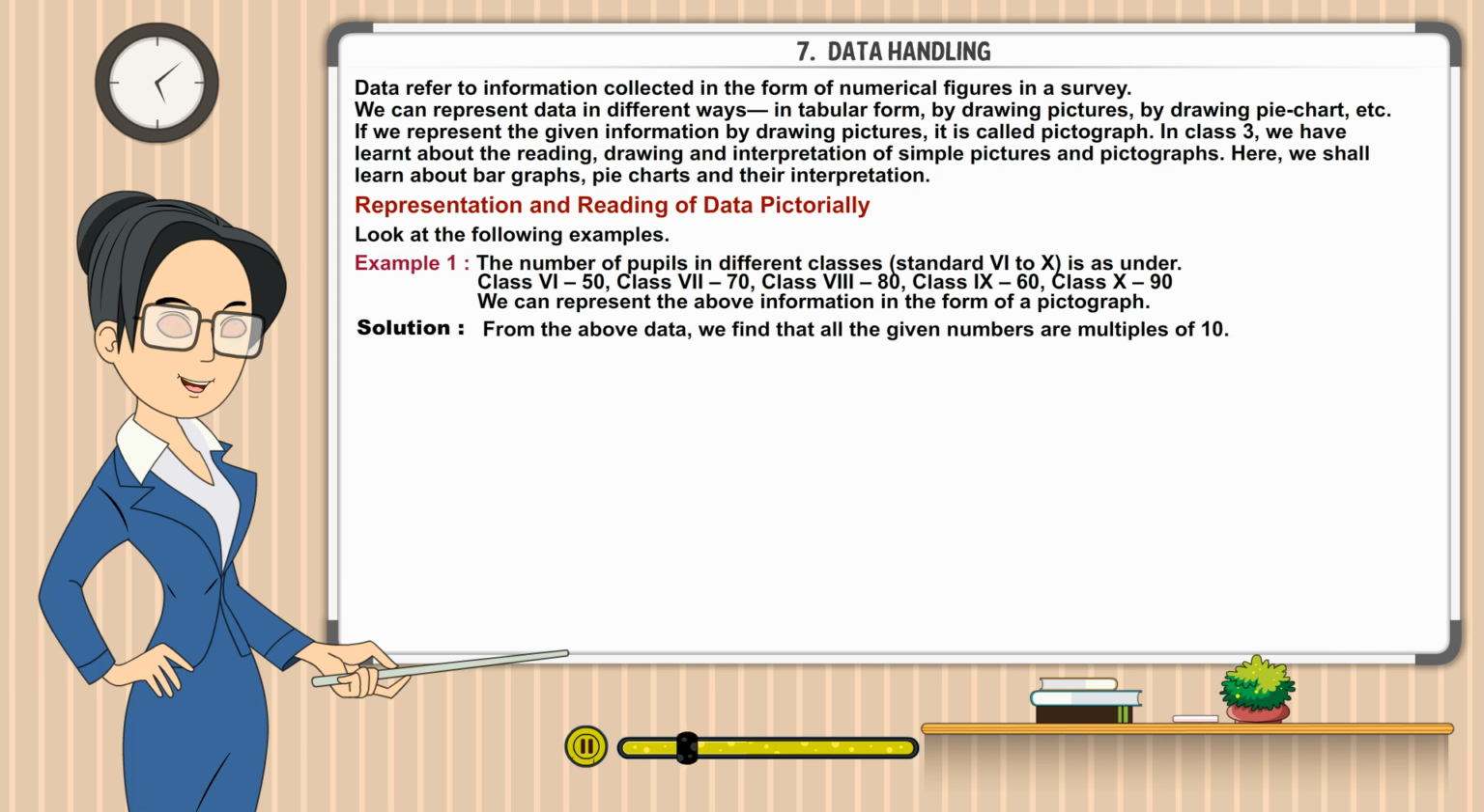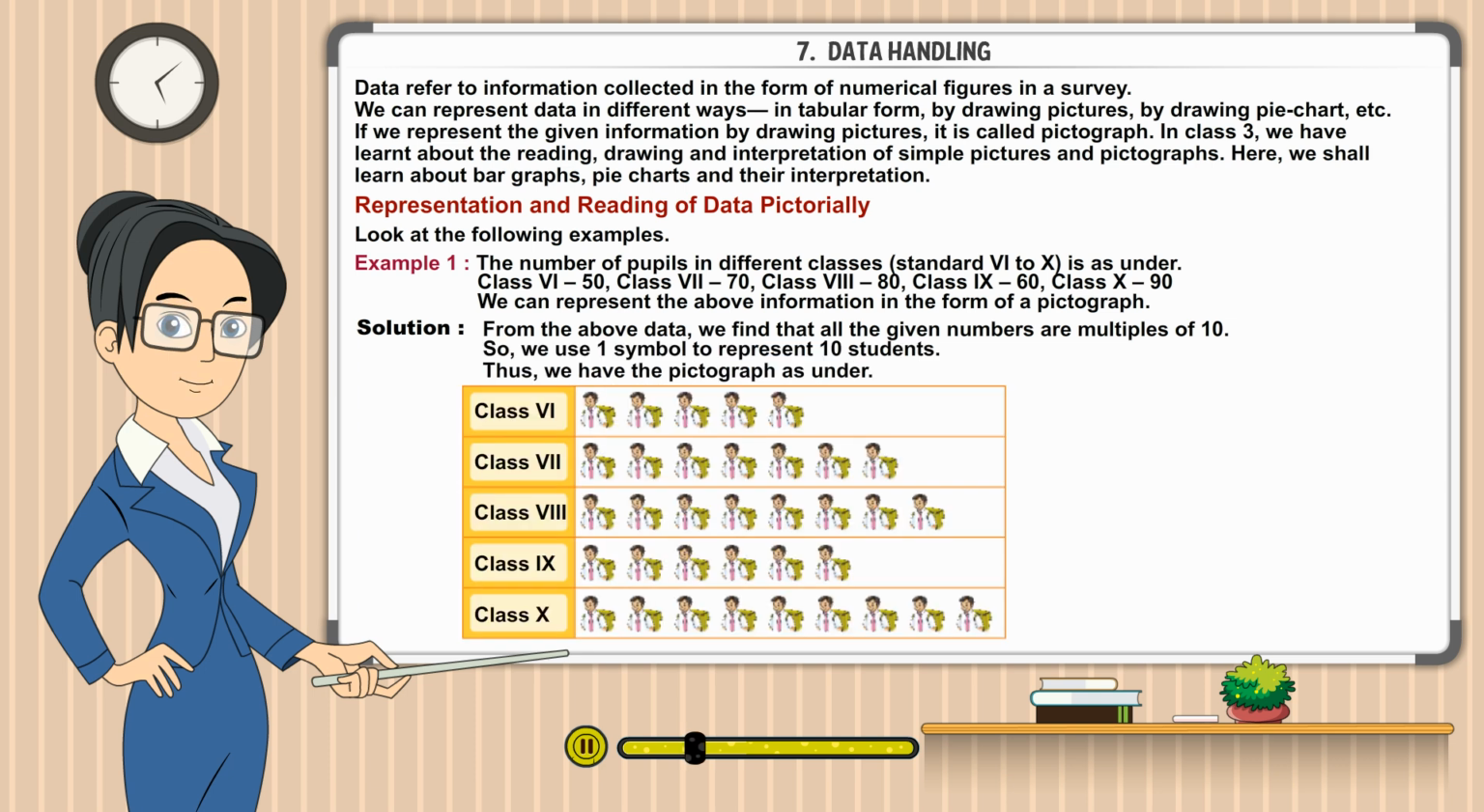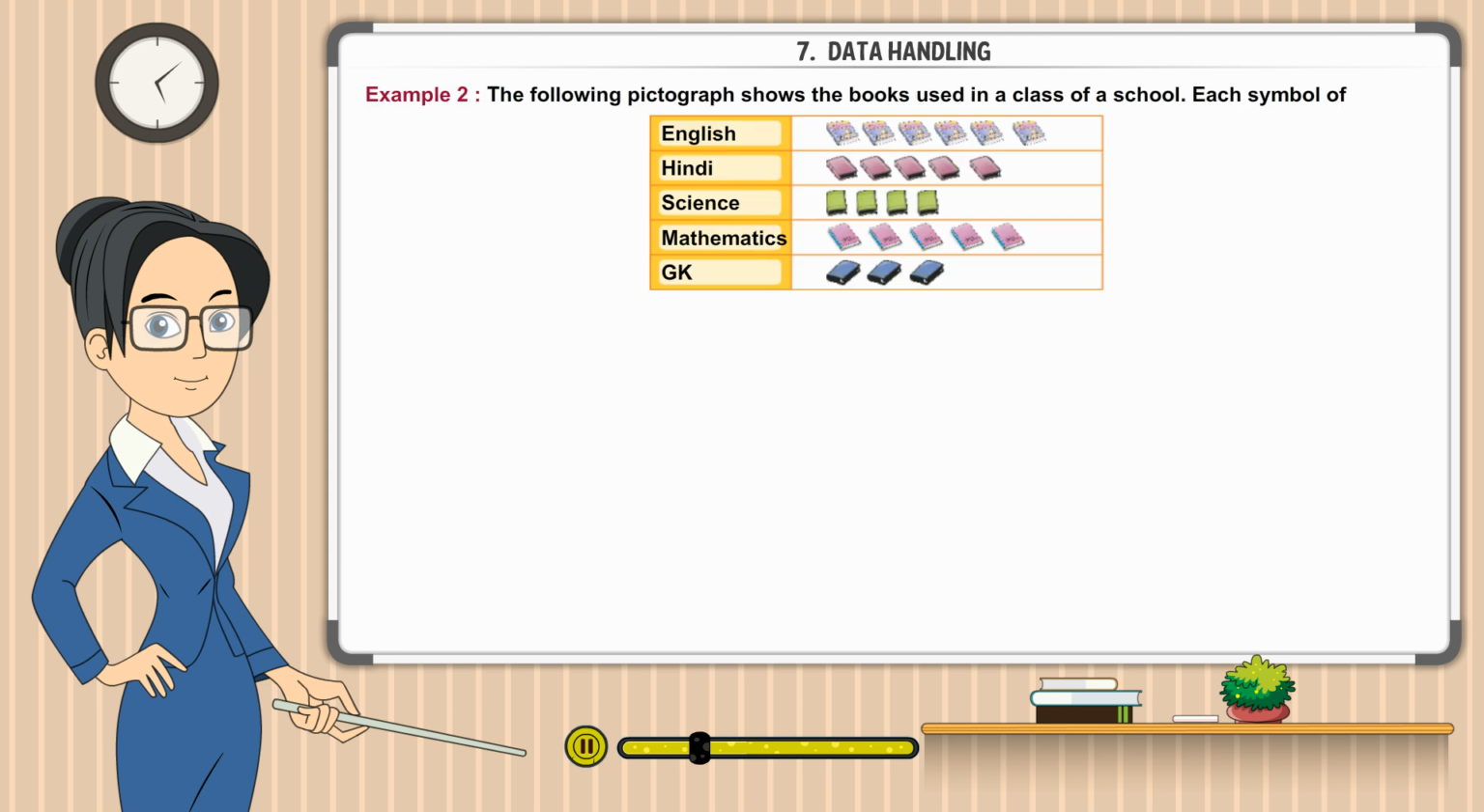Solution. From the above data, we find that all the given numbers are multiples of 10. So we use one symbol to represent 10 students. Thus we have the pictograph as under. One symbol represents 10 students.